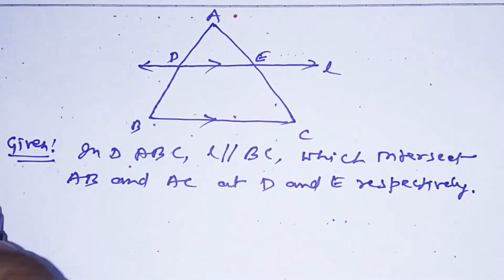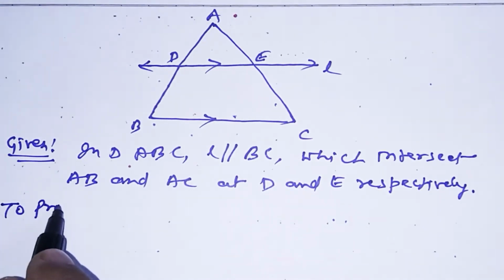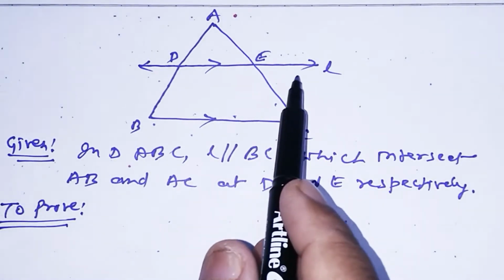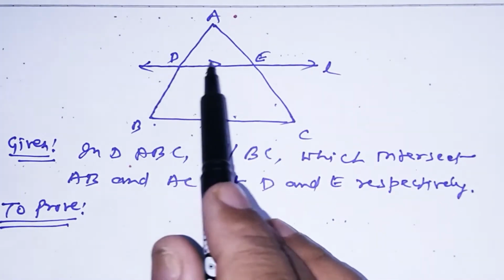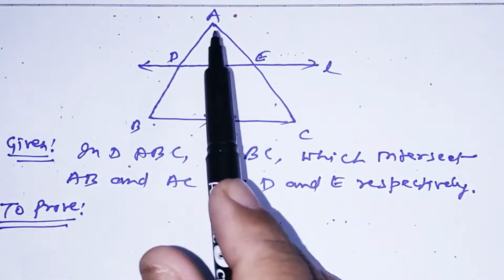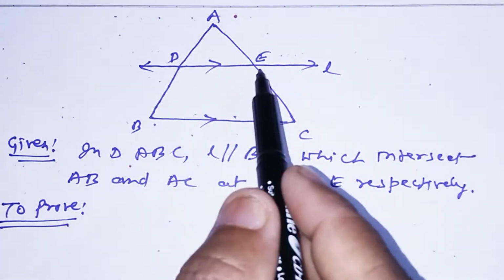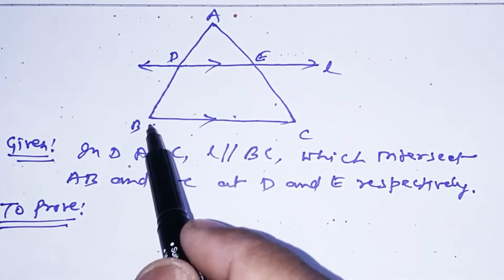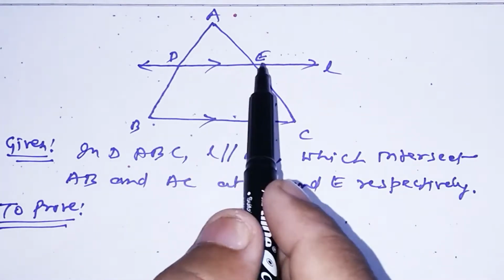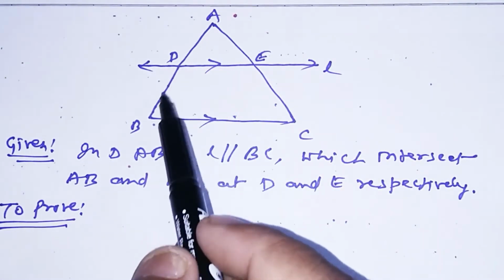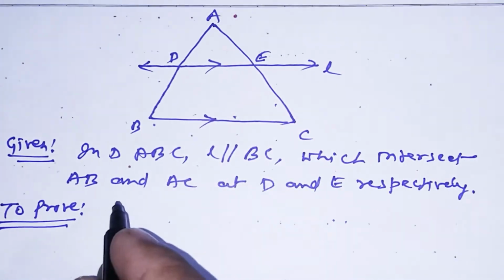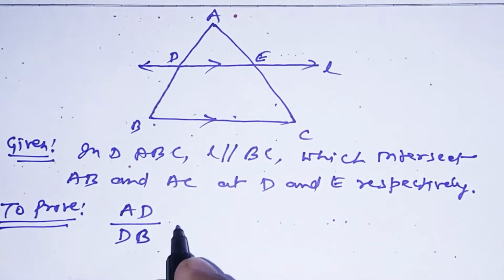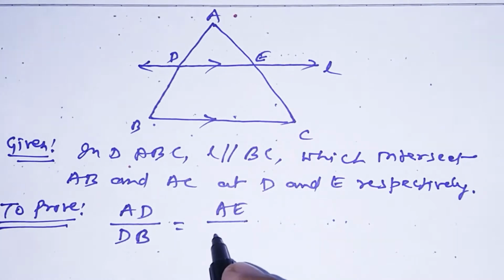Okay. Now the second step is to prove. What we have to prove? We have to prove that the line drawn which intersects AB and AC at the two points D and E divides the other two sides in the same ratio. So DE divides AB into two parts, AD and DB, and AC into two parts by E, AE and EC. So we have to prove AD by DB equal to AE by EC.